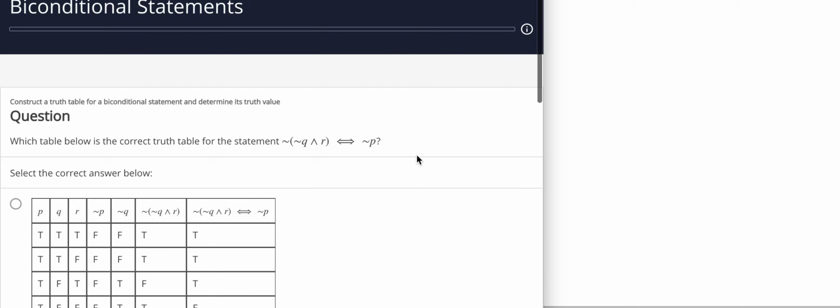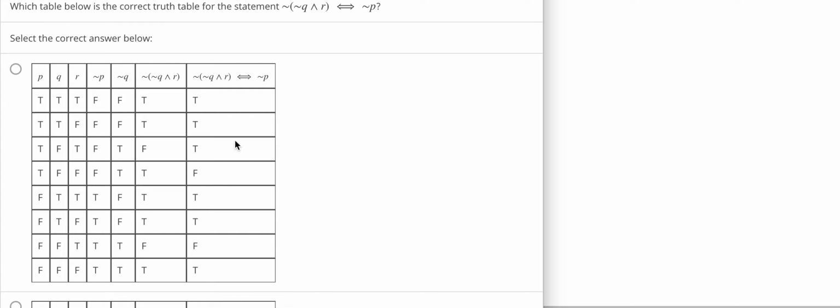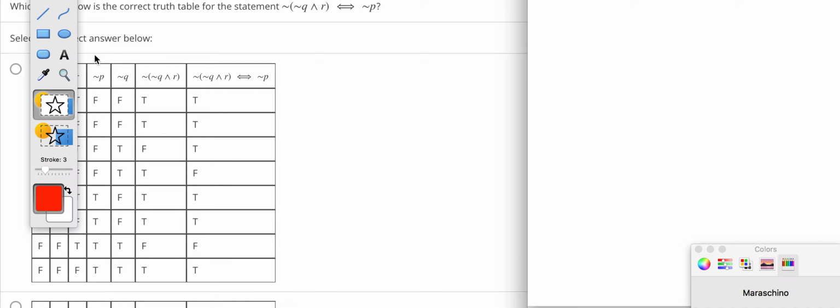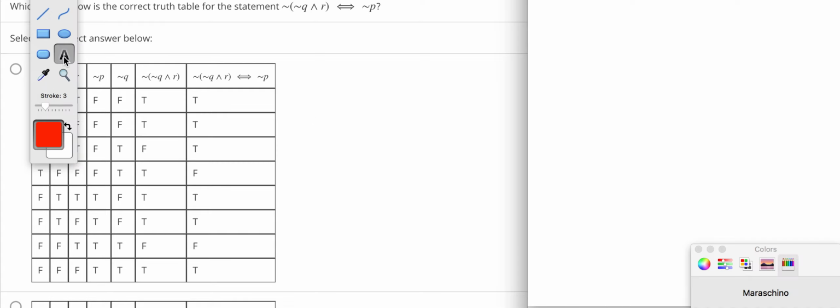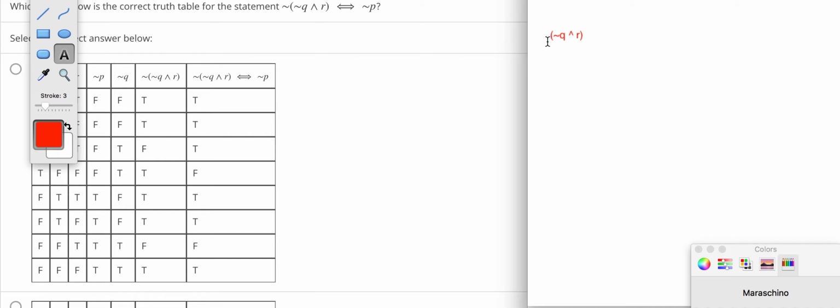Okay, so back to conditional and biconditional statements now with a truth table. Picking the right answer for this one would probably be easiest if you make yourself an extra column here, because this is the negation of Q and R, right? So let's make our own column for the negation of Q and R, and we'll fill that out.